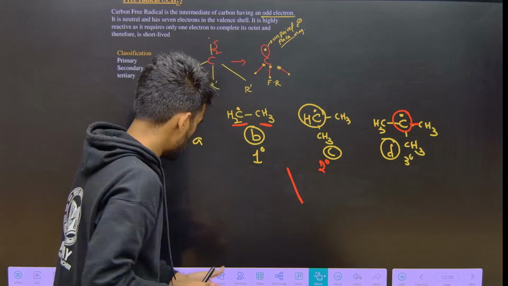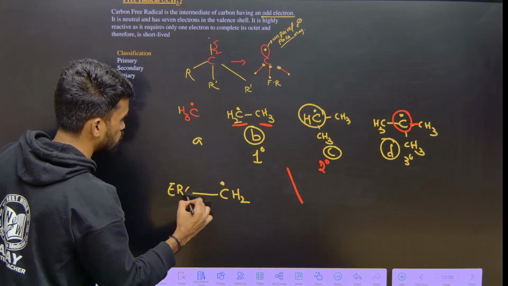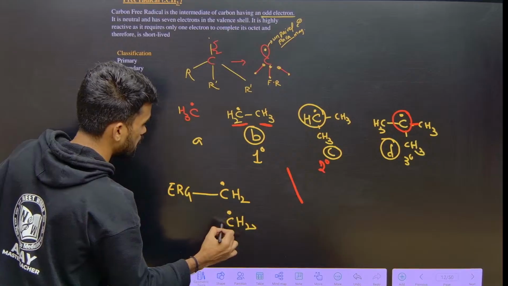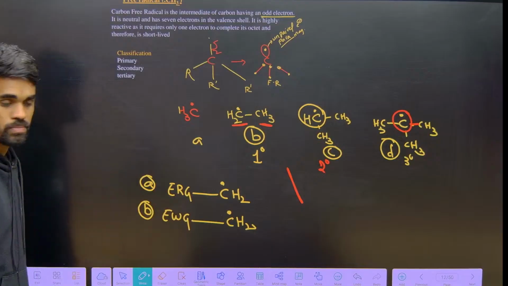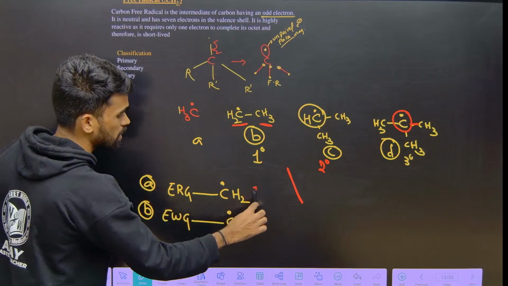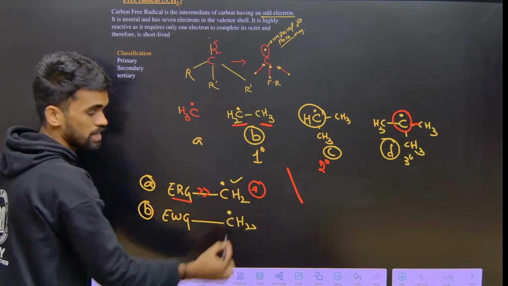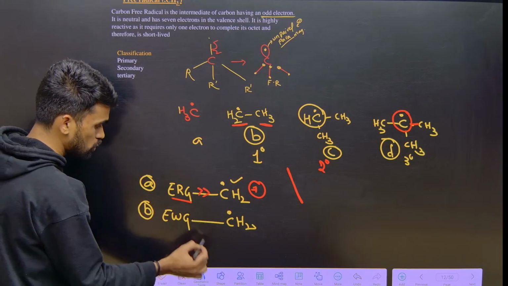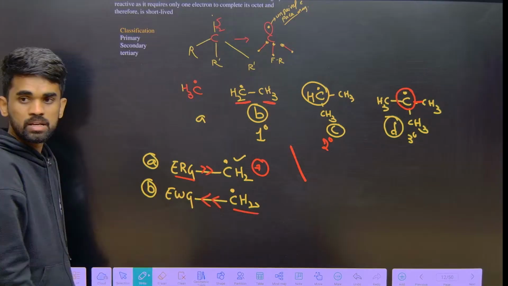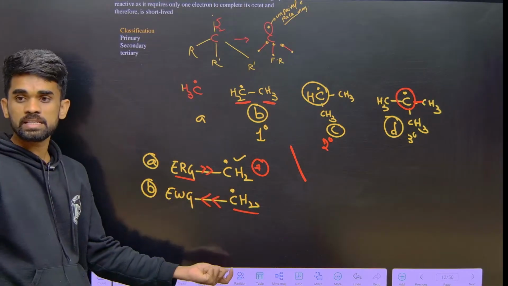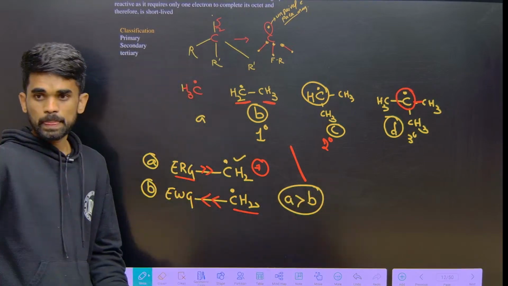The releasing groups. So now I am writing CH2 radical with one electron releasing group here, and CH2 radical with one electron withdrawing group here. Out of these two, A and B, which is more stable, tell me? A. Why? Because it has 7 electrons only. If this group donates some electrons through the sigma bond, it will be stabilized. But in the second case, the electron withdrawing group will withdraw electrons from the 7, so the electron density further decreases and it becomes further destabilized. So A is more stable than B in this case.